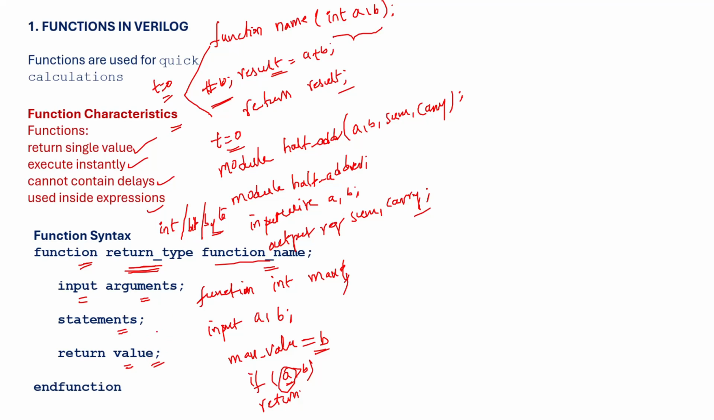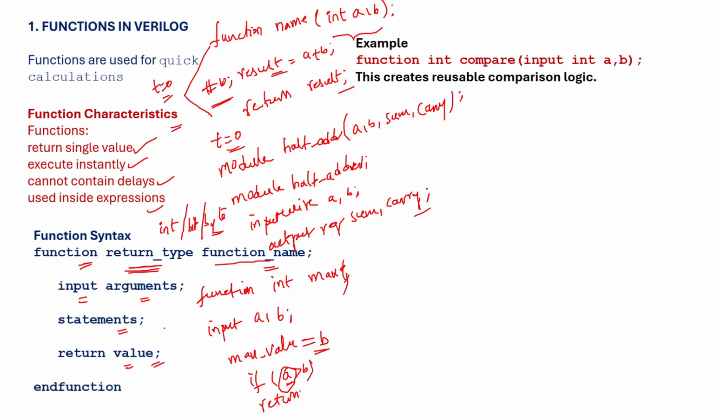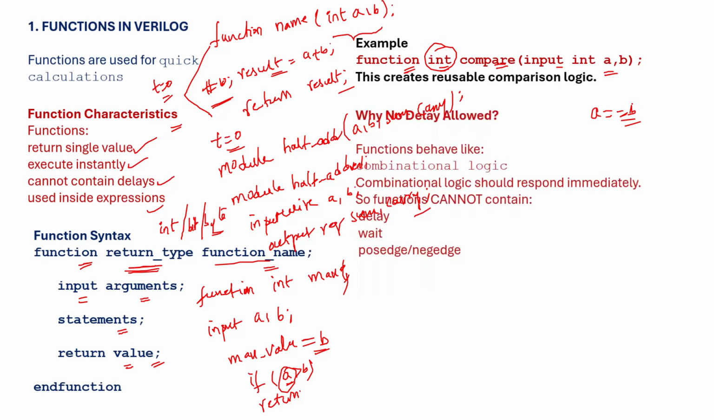Then we have some comparison logic also, just an example for the function. Function, and then integer is the return type, and he is doing a comparison operation with inputs int a comma b. If a equal to b, so comparison logic means either greater than, less than, or equal to. This comparison logic we are applying here.